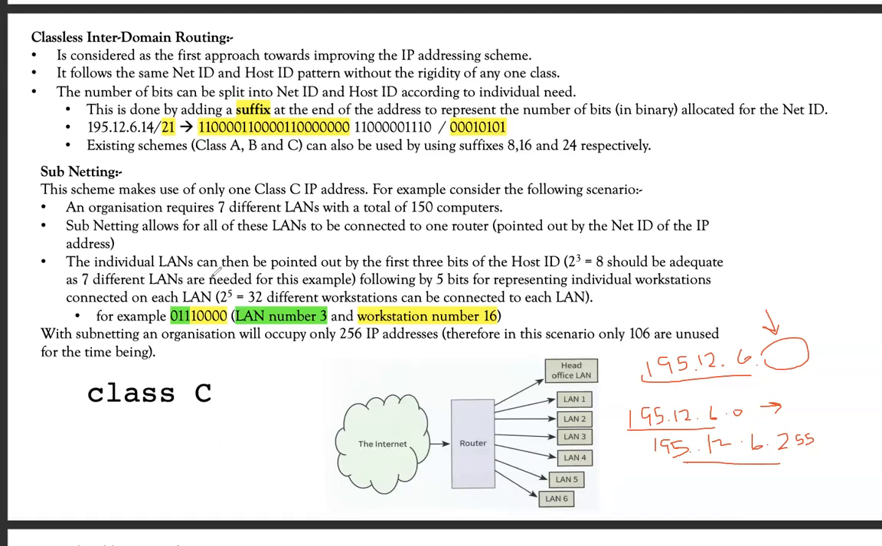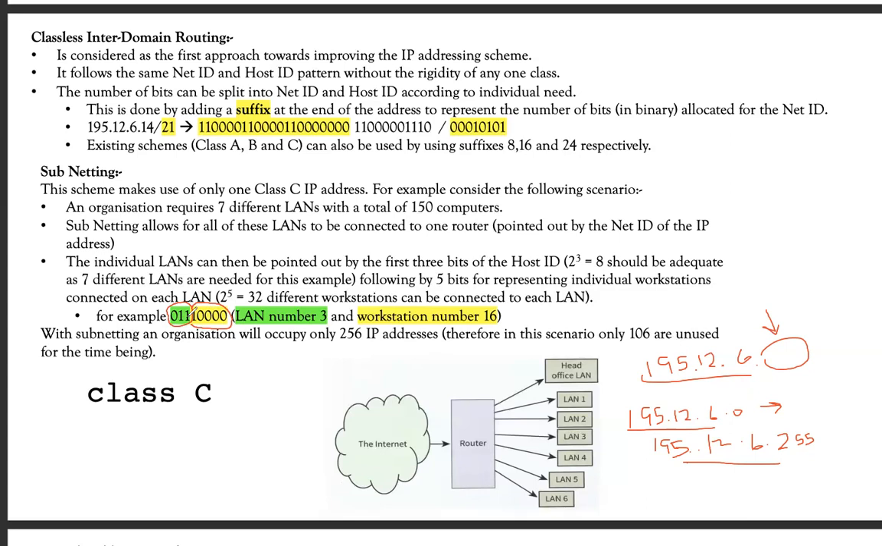So for example, let's just say that my net ID portion is the same. It's not changing. The only variation that we see in these addresses is the host ID portion. And those 8 bits of the host ID portion can be configured in such a way that, for example, these are my 8 bits of the host ID. The first 3 bits will be used to identify the network, and the remaining 5 bits will be used to identify the host.